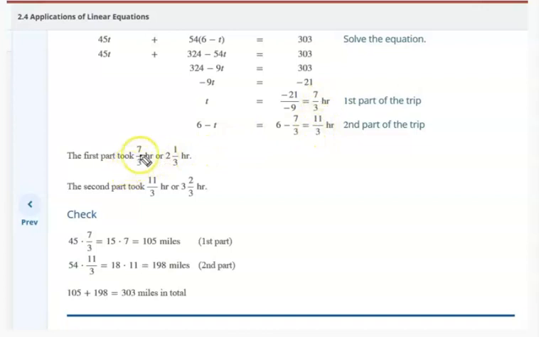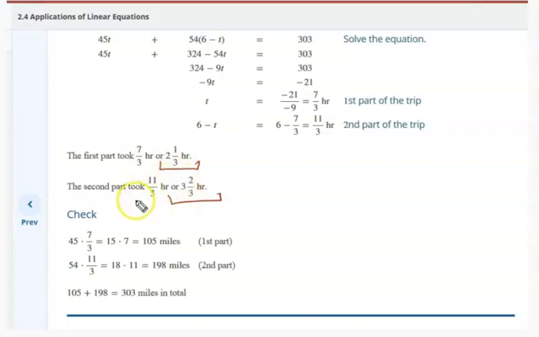Now, if you want to convert that to hours here, because this is like a little fraction, it is hours, but 3 goes into 7 twice and 1/3 left over, and 3 goes into 11 3 times and 2/3 left over. So there would be the time in hours. Again, this should be reasonable, but this is what they want.